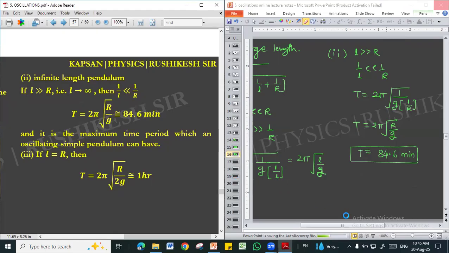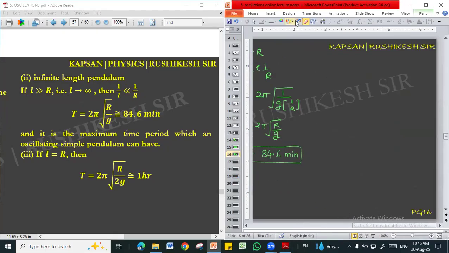Okay. And what will be the third case? Third case will be obviously length and radius of the earth identical or equal to each other. What if length is equal to radius? The time period formula is 2 pi into root of 1 upon g in the bracket 1 upon L plus 1 upon R. Put L as R. R is also R. So that will become 1 by R plus 1 by R means 2 by R means R by 2.